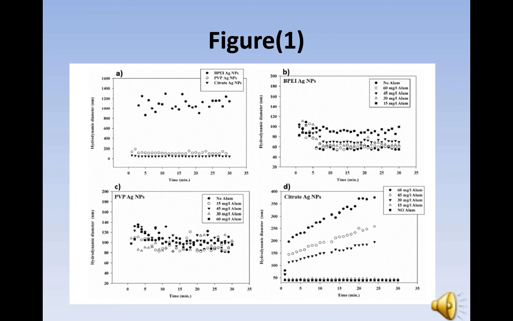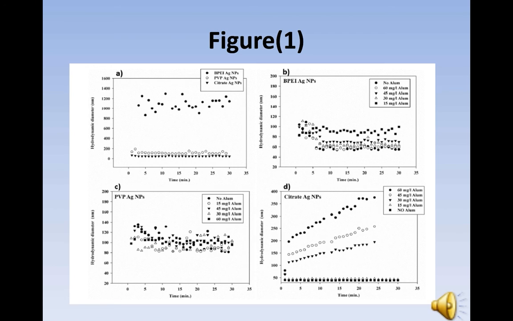In this figure we show a group of data. In figure 1a, the data suggests that NP dispersions were very stable in natural water. This was due to repulsion forces that emerged between AgNPs and natural colloids in the water being treated. It is also assumed that the presence of NOM increased the surface charge of the AgNPs.